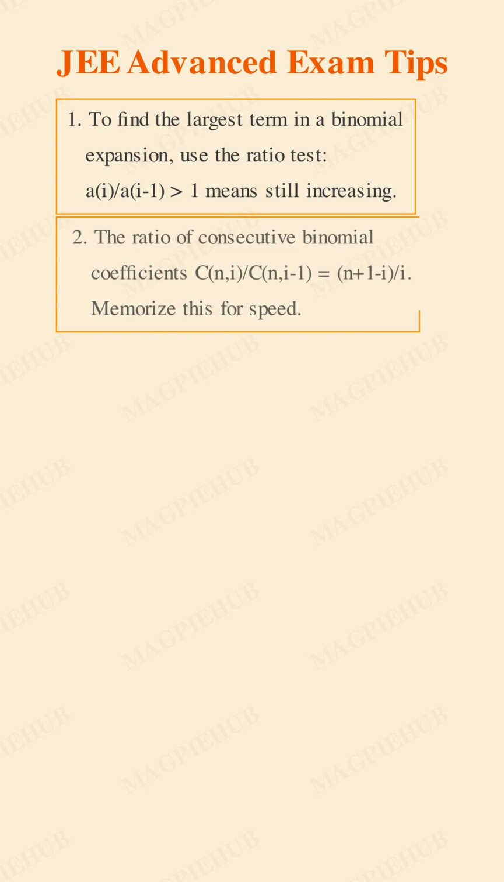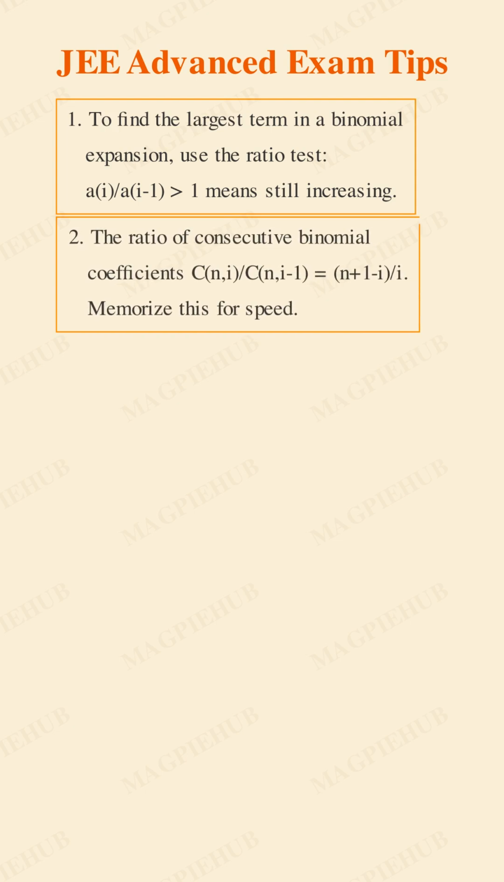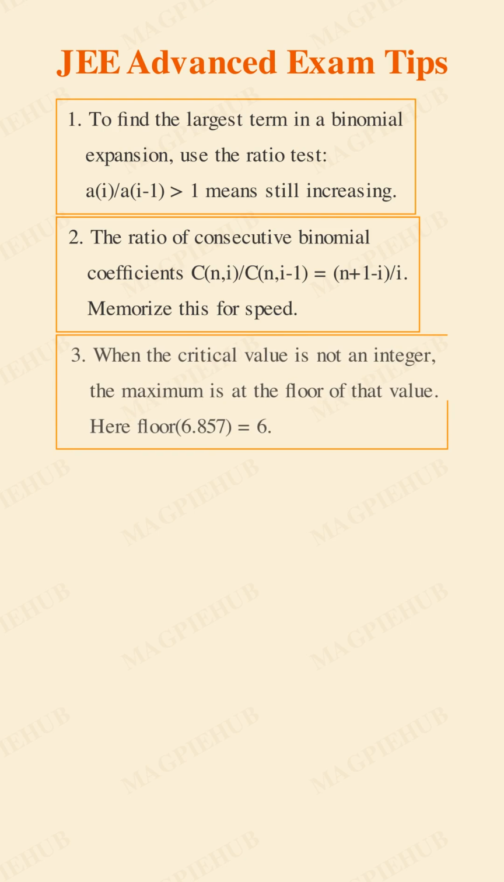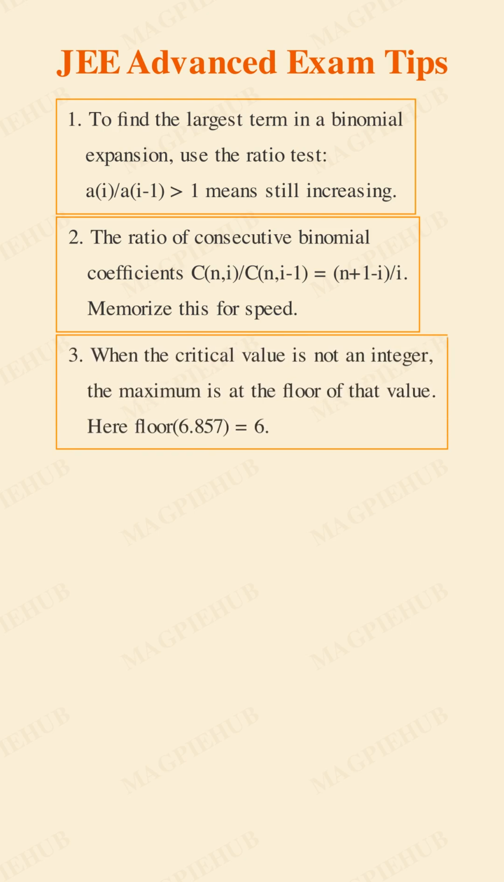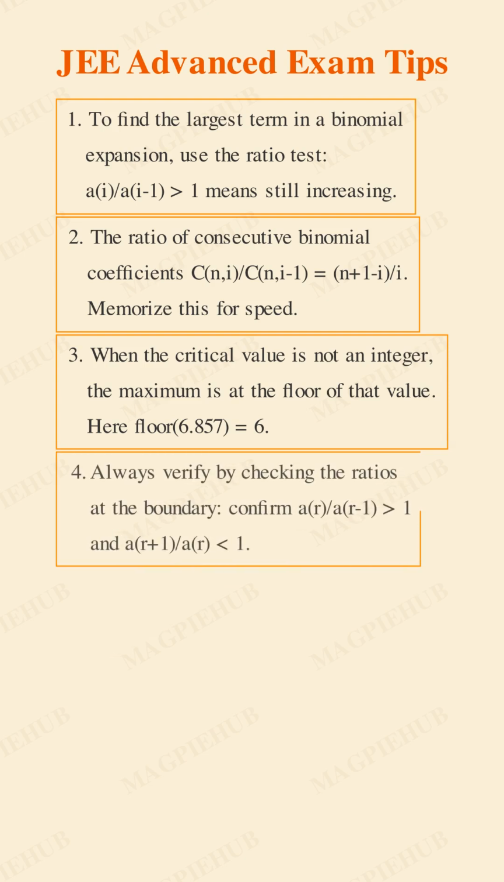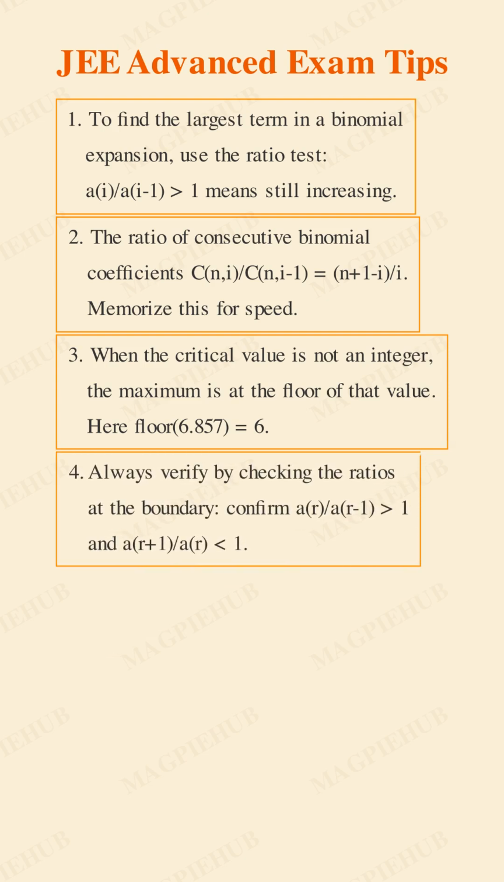Tip 2. The ratio of consecutive binomial coefficients, nCi over nC(i-1), equals (n + 1 minus i) over i. Memorize this formula for quick computation. Tip 3. When the critical value is not an integer, take the floor function. Tip 4. Always verify your answer by checking the ratios at the boundary indices.